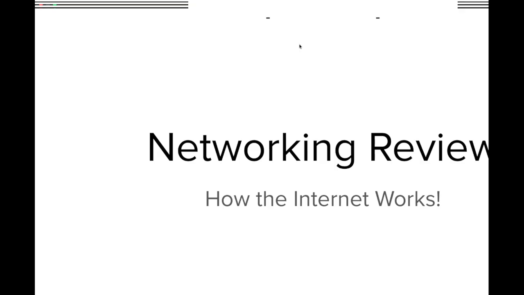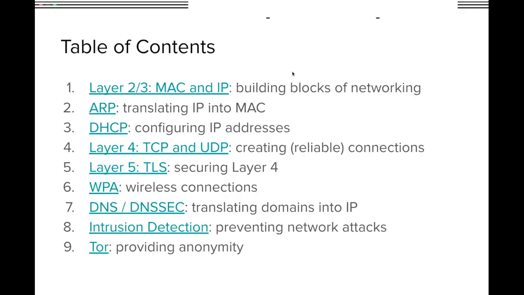So welcome everyone to the very last final review, and today we're going to talk about networks, essentially how the internet works. The topics we're going to cover today go from the physical layer to the upper layers: MAC and IP, ARP, DHCP, layer 4, layer 5, until non-attributable communication like Tor. And we're going to go over each one of the items here today.